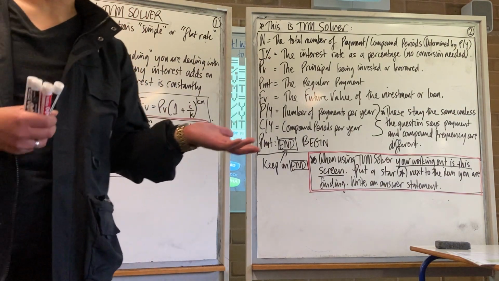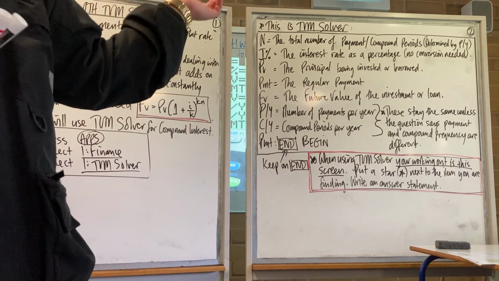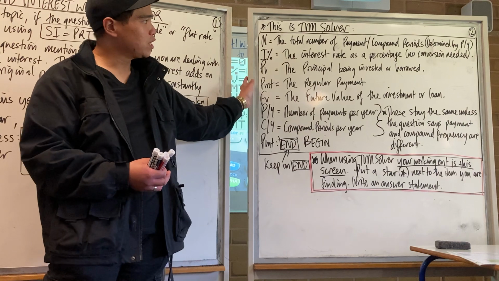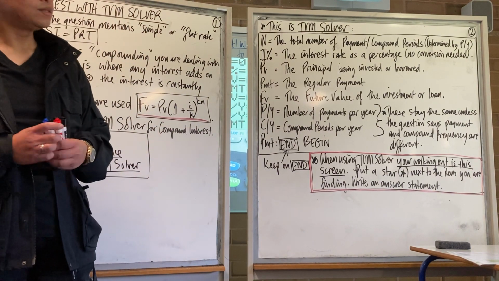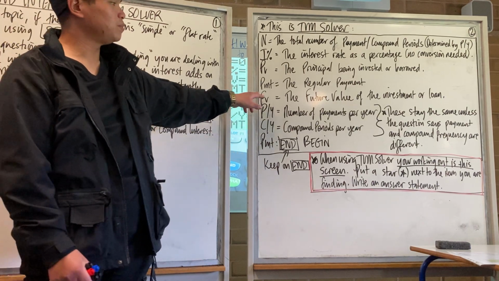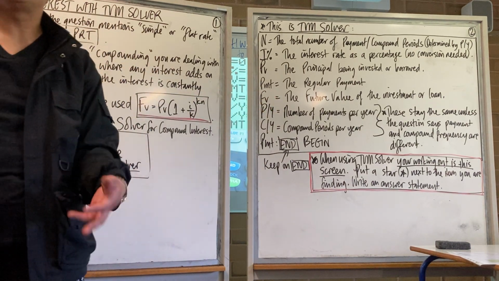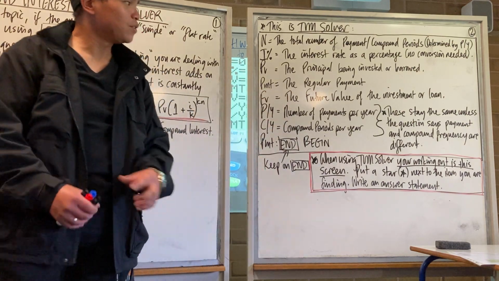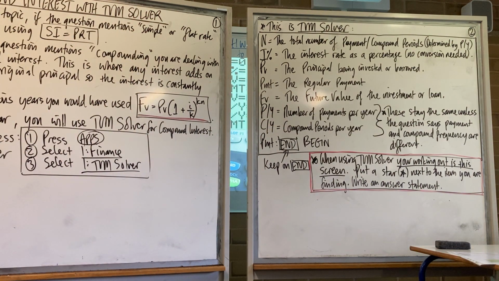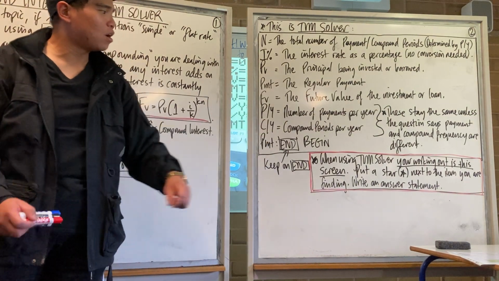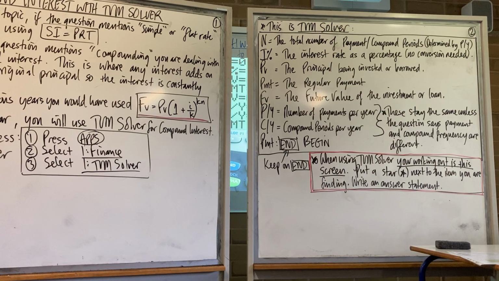You do not need to convert. So if it says 5%, you just put 5 there. You don't have to go 0.05. PV is the principal that you're investing or borrowing. PMT is the regular payment. In year 11, we completely ignored PMT. So SACE decided that year 12 level is, we're handling payments. FV is the future value of the investment or the loan. PY is the number of payments per year. CY is the compounding periods per year.